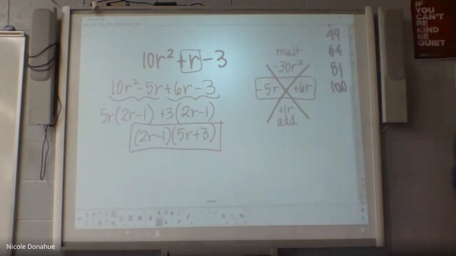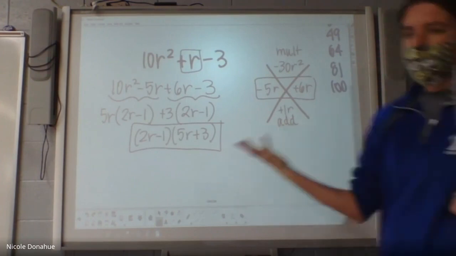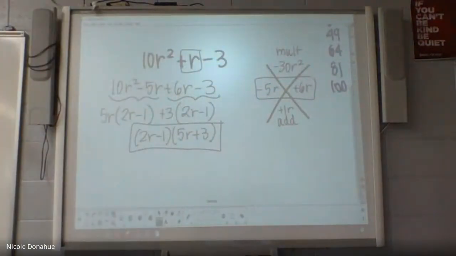I think it's interesting that it works out. There are other methods. If you go online and search how to factor that, you can find other methods. I think this is the easiest method just in working with students.